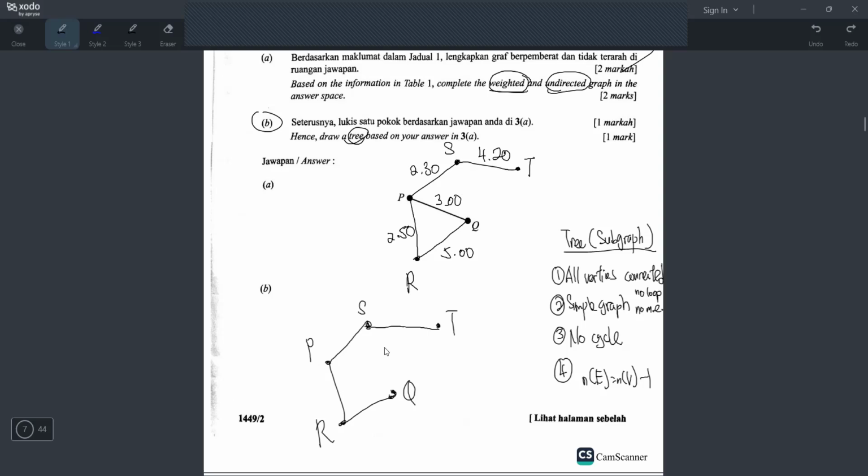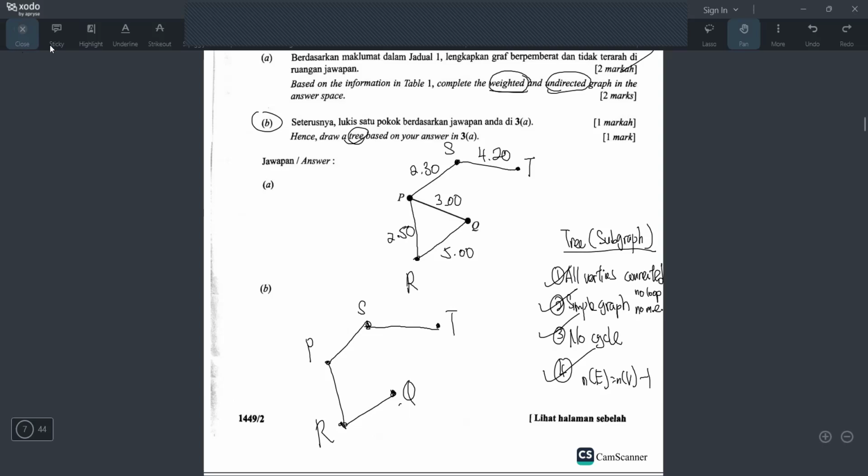So this is how I will do it. Or maybe you can also erase this line. Okay, you can also do it this way, and then instead of going QR, you go like that. Can also. This is also a tree, right? So up to you. It means there is more than one possible answer. So I will just do it like that, and we can check: all vertices connected, yes. Simple graph, yes. No cycle, yes. NE equals NV minus 1, yes also, because we have 5 vertices, and there are 4 edges, which is true, because NE equals NV, which is 5, minus 1. You end up with 4 edges, right? So this is how you draw 3, okay?